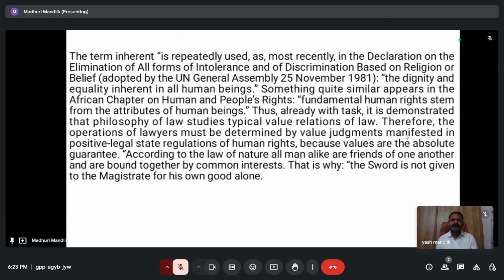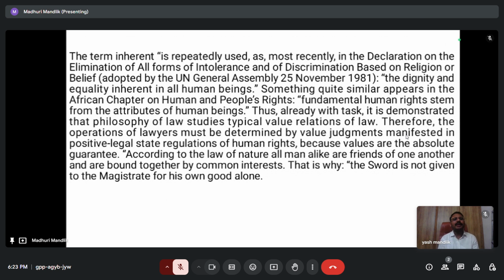of something, belonging to the intrinsic nature of that which is spoken of. The term inherent is repeatedly used, as most recently in the Declaration on the Elimination of All Forms of Intolerance and of Discrimination based on Religion or Belief, adopted by the UN General Assembly on 25th of November 1981. The dignity and the equality inherent in all human beings, sometimes quite similar, appears in the African Charter on Human and Peoples' Rights. Fundamental human rights stem from the attributes of the human being.